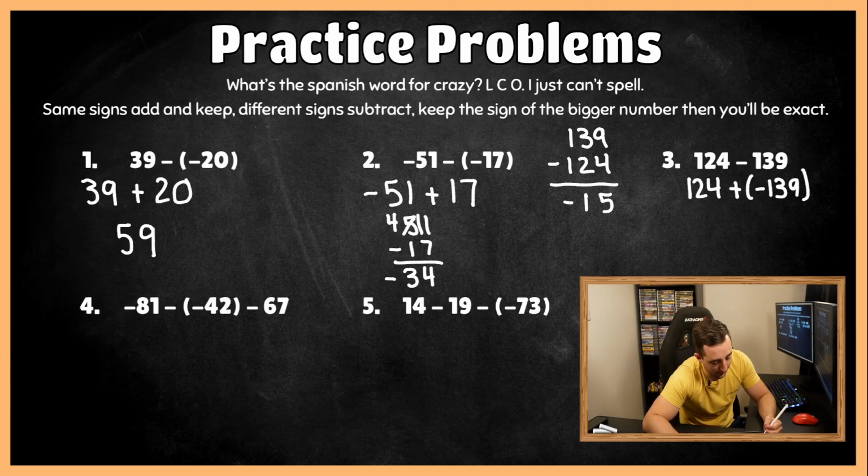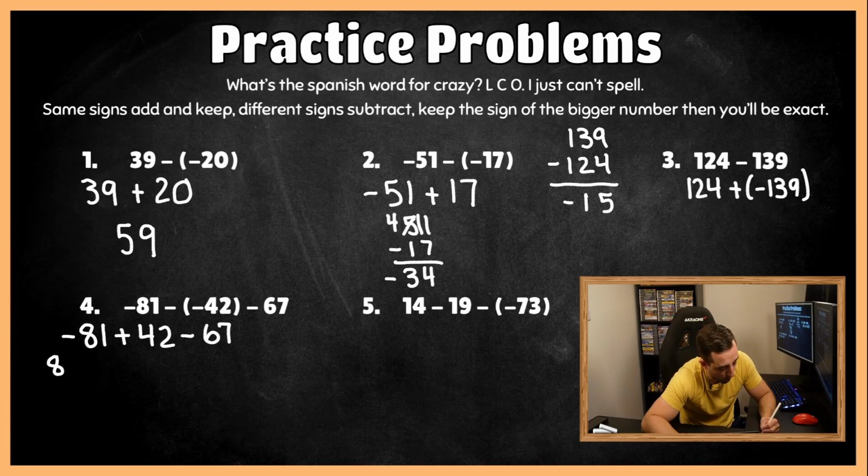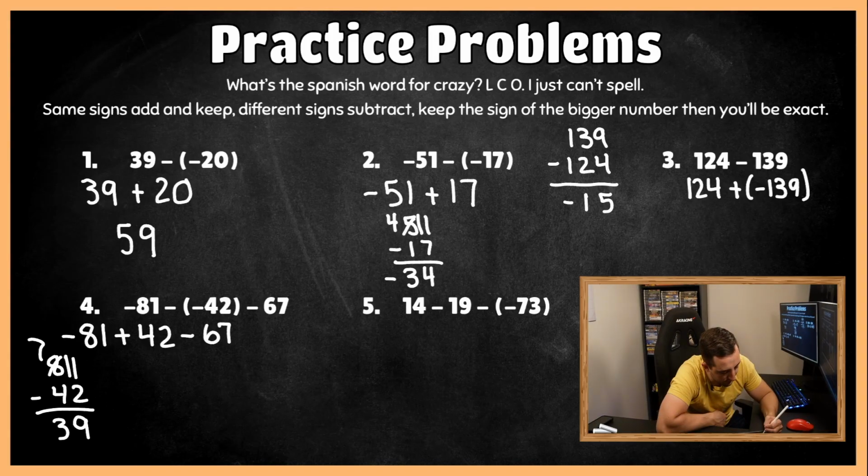Now let's go ahead and take a look at number 4. Once again, we're going to do it one chunk at a time. So I'm only going to look at negative 81 minus negative 42. And then we're going to leave the minus 67 alone for now. So we're going to leave negative 81, change subtraction to addition, and 42 is going to turn to a positive. And then we're just going to bring down the minus 67. So we'll focus on negative 81 plus 42. That's different signs. Let's subtract. So 81 minus 42. 1 minus 2 you can't do, so let's borrow. That's a 7. This is 11. 11 minus 2 is 9. 7 minus 4 is 3. And let's keep the sign of the bigger number, which was negative. So it's going to be negative 39.